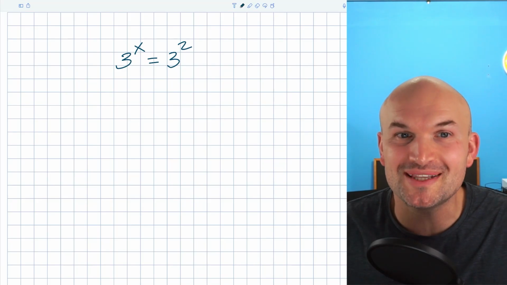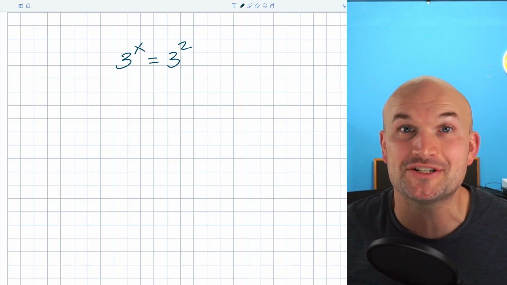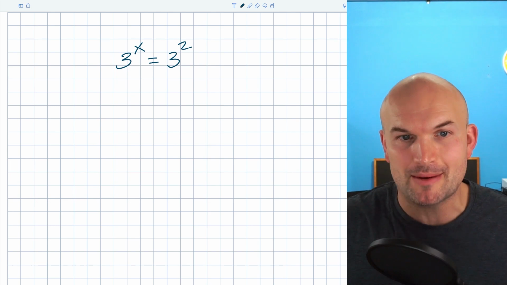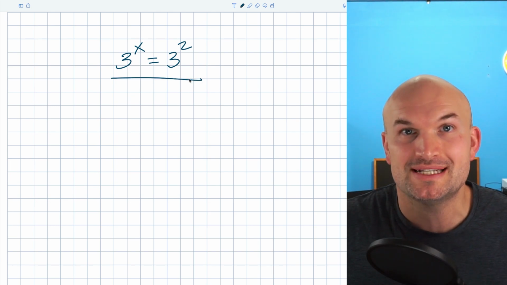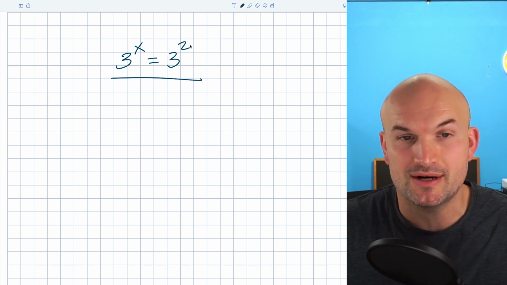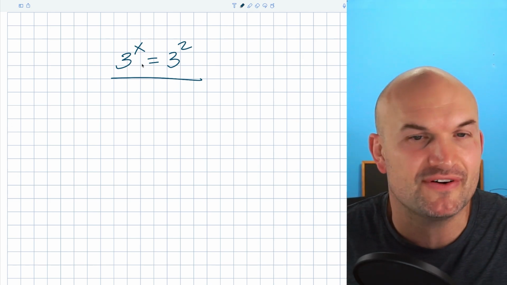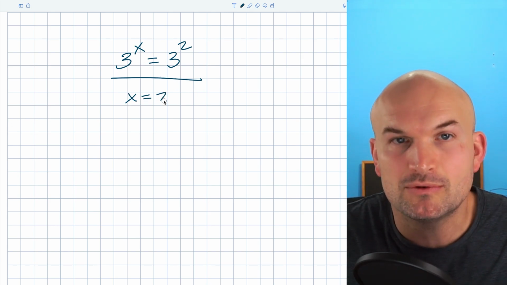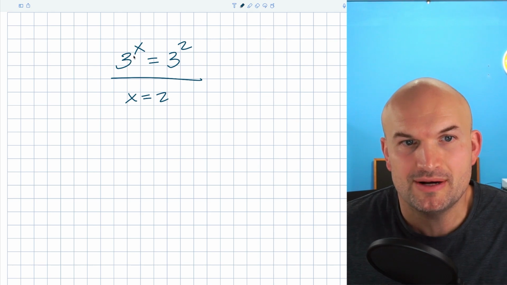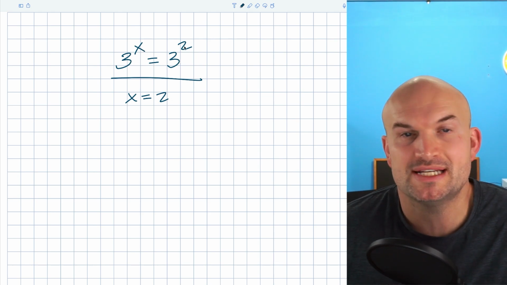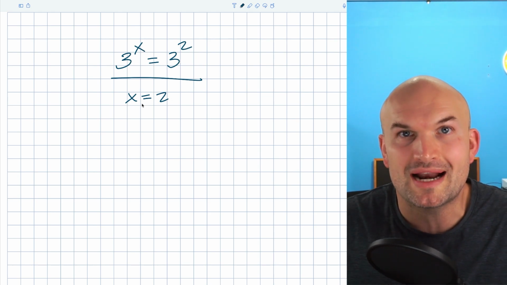Listen up. All you really need to know about solving exponential equations using the one-to-one property is this exact statement right here: 3 raised to the x equals 3 squared. Now, when you think of that, you might say, well, that's very obvious. Like x has to equal 2. And again, you're right. I mean, 3 raised to what number equals 3 raised to the second power? It makes only sense for x to equal 2.